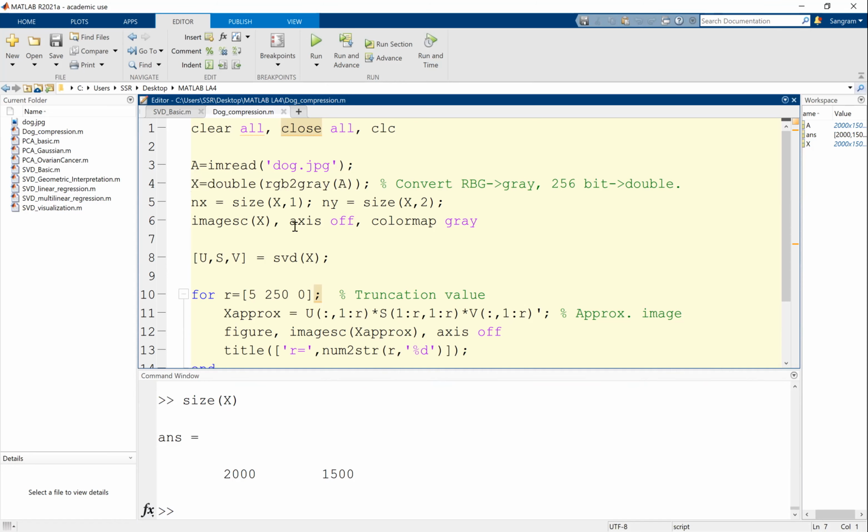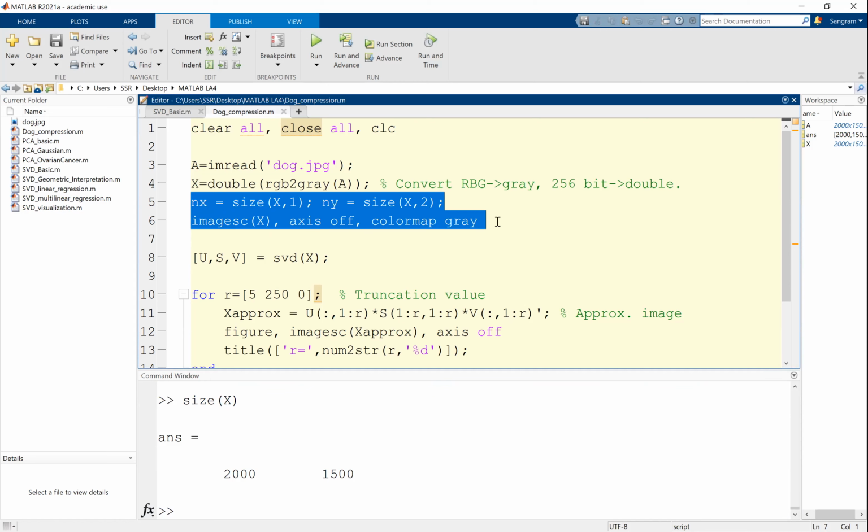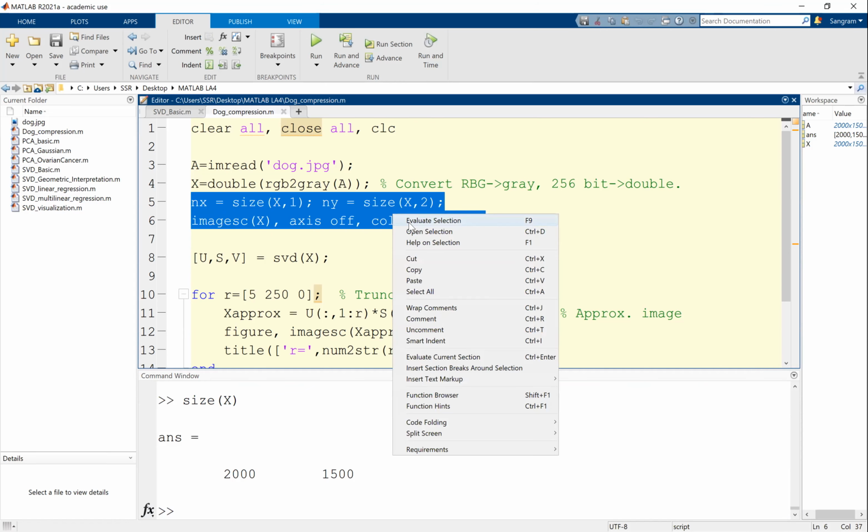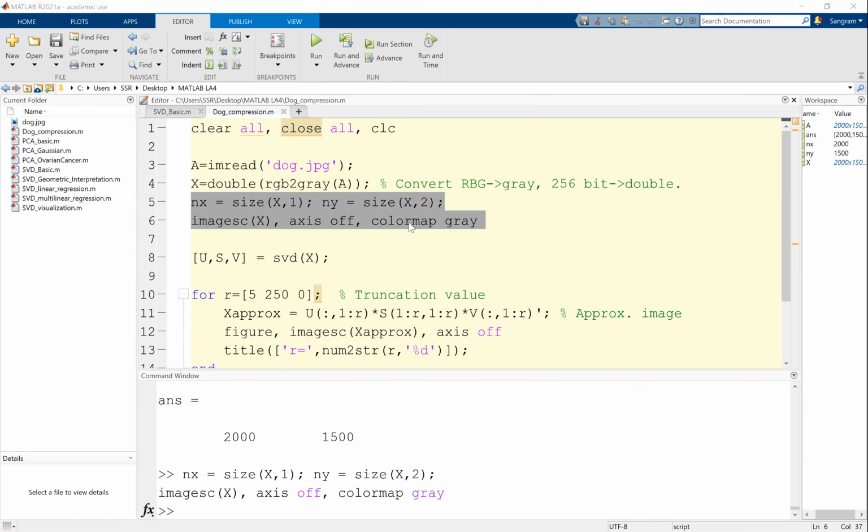Now this NX is just the sizing, so I wouldn't worry about it. Line number 5 and line number 6 are just for the image. So basically now this is going to plot the image. This is just the Matlab function. So this is the grayscale image that we have. But still, this is a huge image. This is a very big image.